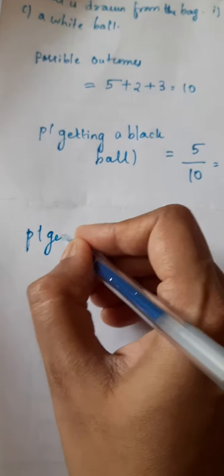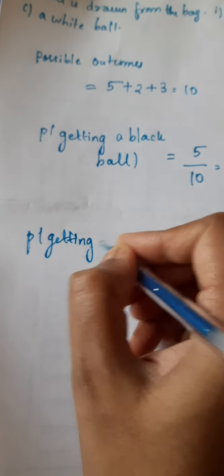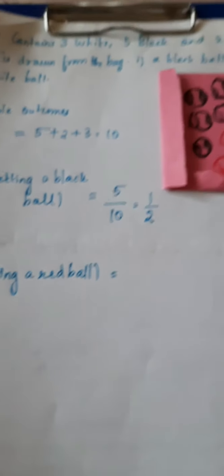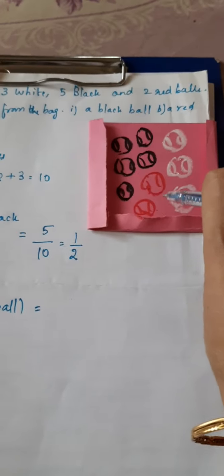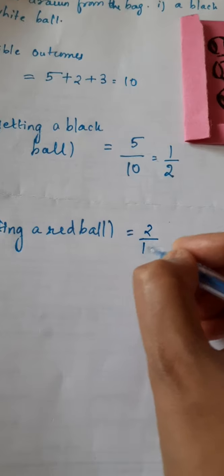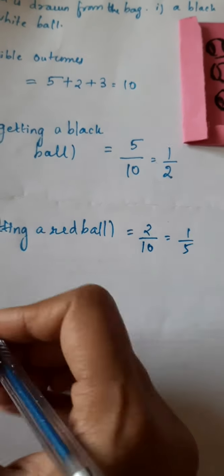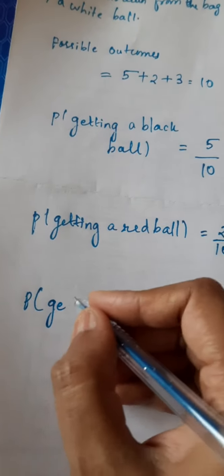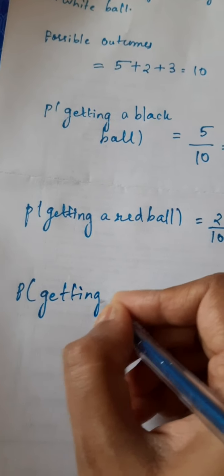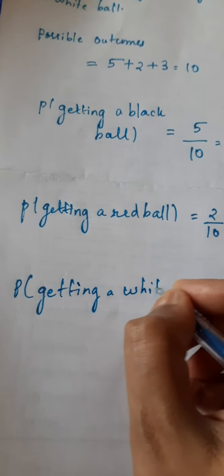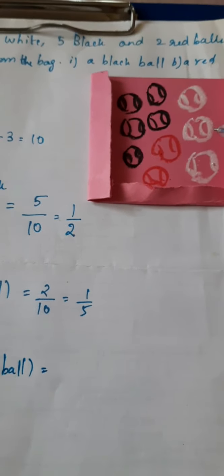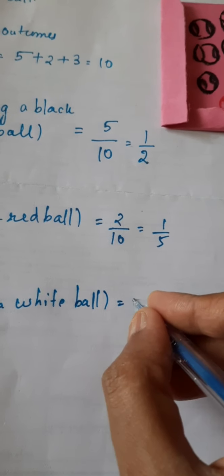Next, probability of getting a red ball is equal to, red is 2, so 2 by total outcomes is 10. Further simplifying, it becomes 1 by 5. Next, probability of getting a white ball. There are 3 white balls, so that's going to be 3 by total outcomes is 10, 3 by 10.